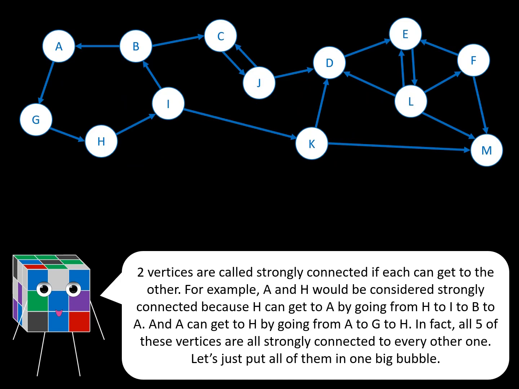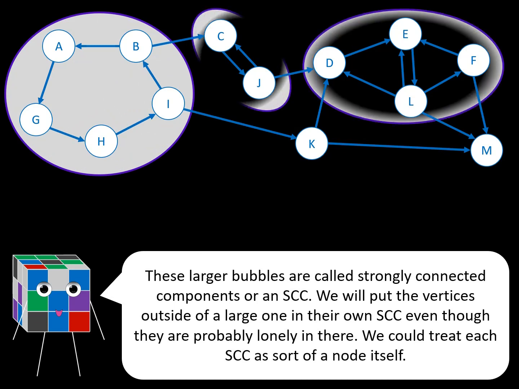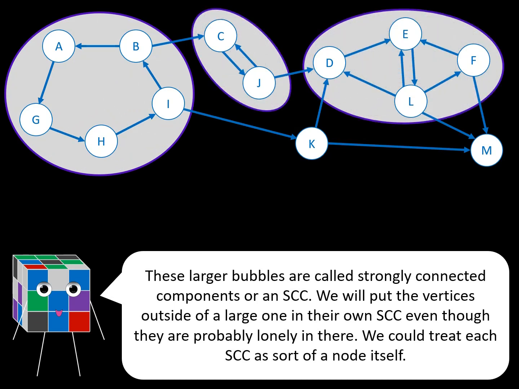Two vertices are called strongly connected if each can get to the other. For example, A and H would be considered strongly connected because H can get to A by going through H to I to B to A, and A can get to H by going through A to G to H. In fact, all 5 of these vertices are all strongly connected to every other one. Let's just put all of them in one big bubble. These larger bubbles are called strongly connected components, or an SCC.